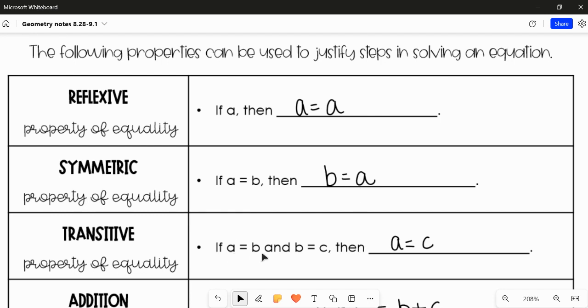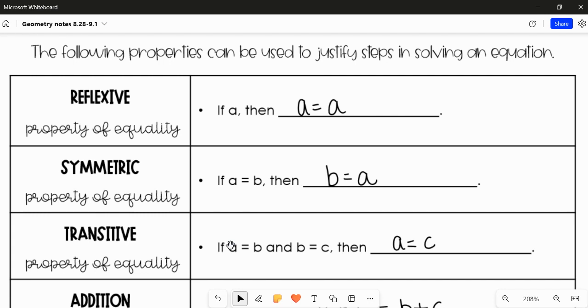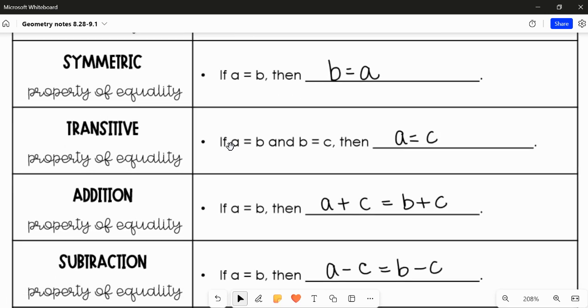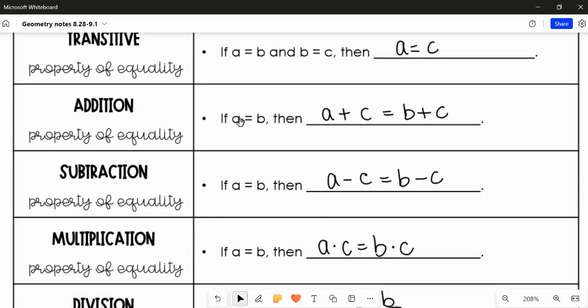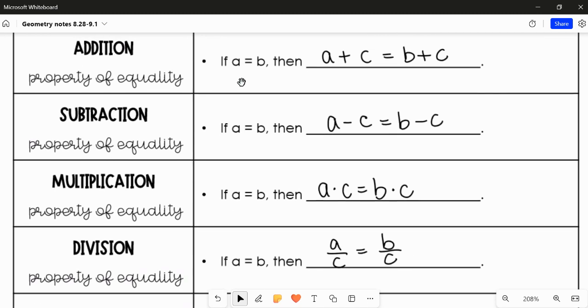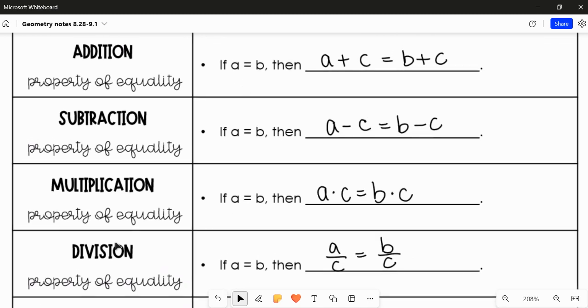Next one we got is the transitive property. So if A equals B and B equals C, then A equals C because these two both equal B. So there's no reason to say that they can't equal each other also. All right, next couple ones are just what we use for algebra in general. So we have our addition, subtraction, multiplication, and division property.